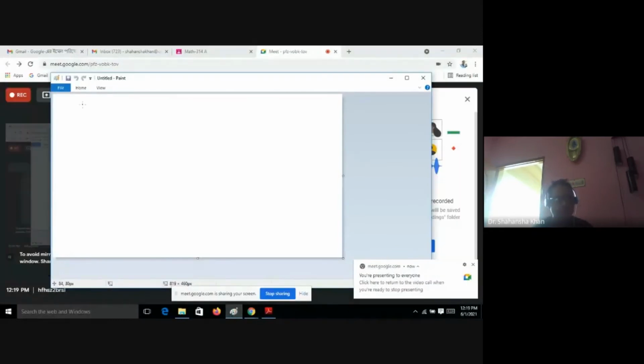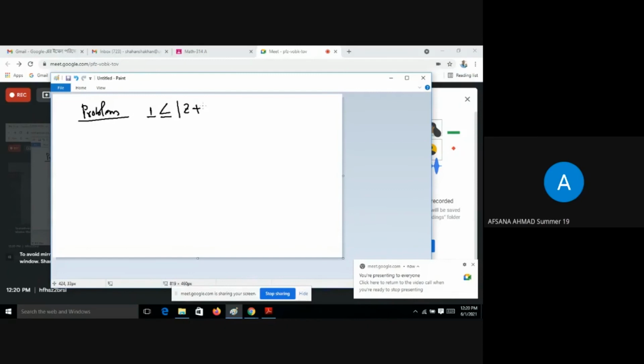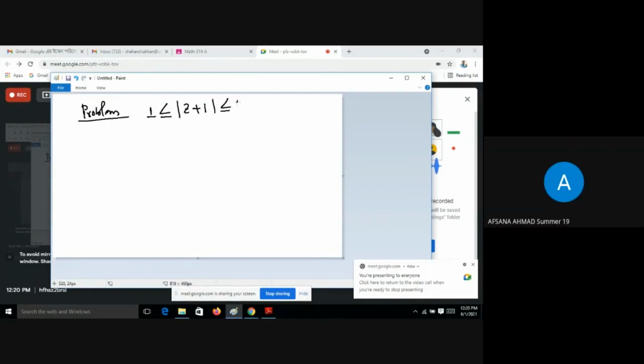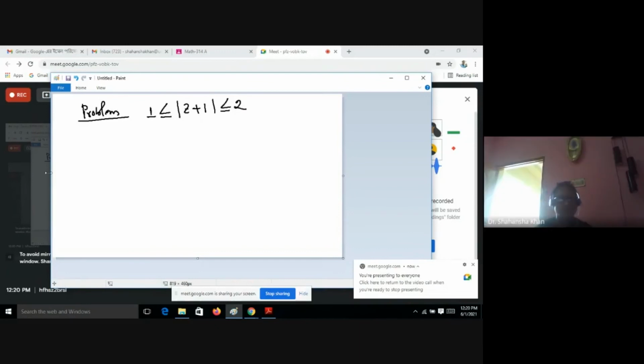Can anyone tell me what the problem of inequality is? Sir, describe the region: 1 less than or equal to modulus of z plus 1, less than or equal to 2. Okay, we can solve this.